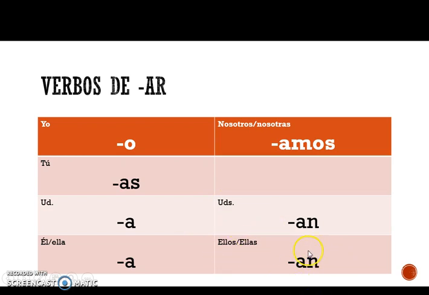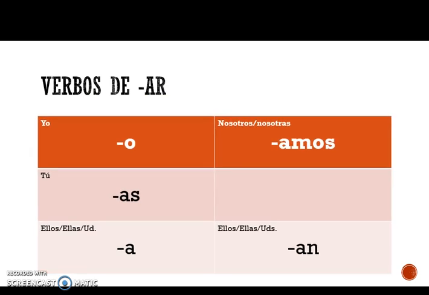Now I know that ustedes means you all, and ellos and ellas means they. So it's the difference between second and third person. But so we only have to memorize fewer endings. We're going to just combine usted, él, and ella, and ustedes, ellos, and ellas into the same little category on our chart.